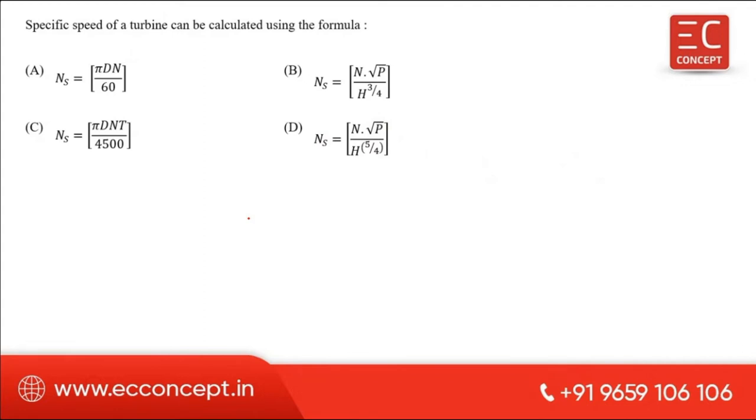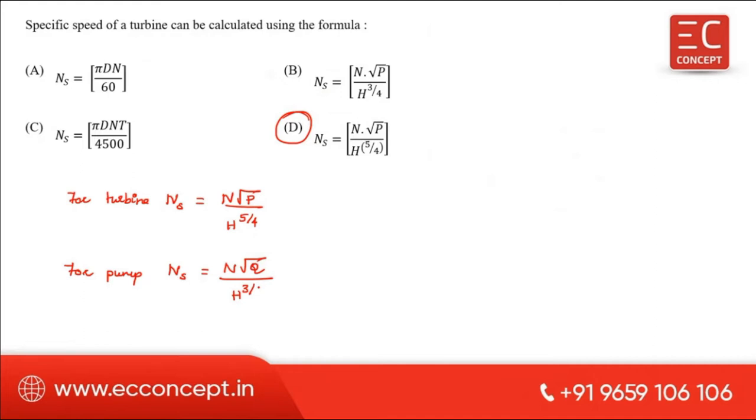Specific speed of a turbine can be calculated using the formula Ns is equal to... The 2012 question, the same question has been asked, right? Here the turbine's specific speed is N root of P divided by H power 5 by 4. So the answer for this question is D. And you know, for a turbine, Ns is equal to N root of P by H power 5 by 4. Then for a pump, Ns is equal to N root of Q divided by H power 3 by 4. So you have to keep this in your mind. For a turbine, Ns is N root of P divided by H power 5 by 4. For a pump, Ns is N root of Q divided by H power 3 by 4.